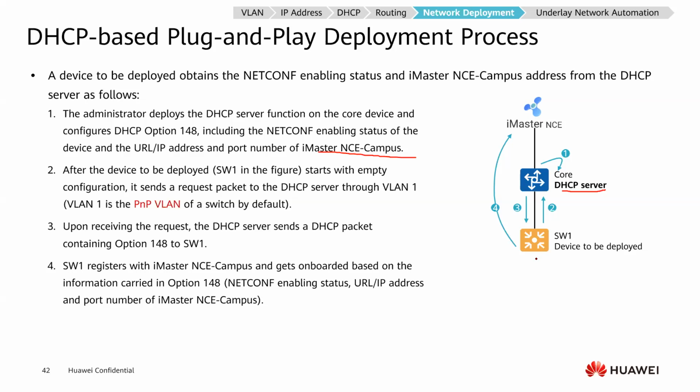So when the devices want to go online, they will send a request to the server, and it will reply with the information through VLAN 1. By default, the PNP VLAN is VLAN 1, and we send the information through the PNP VLAN to SW1. When SW1 receives this information, it will get onboarded to the controller based on it. So the controller will find that this device has gone online.